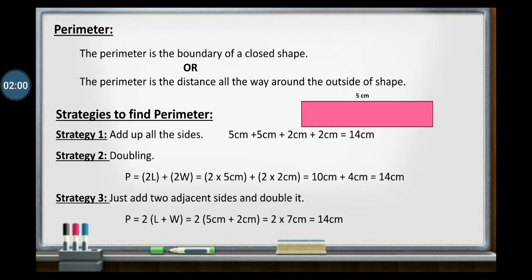In the second strategy, we have to double, because in the rectangle we have four sides and the length and width of the two adjacent sides is always equal. So here we have two lengths and two widths. So if we multiply length by 2 and also multiply width by 2 and then add both of them, we can get the perimeter. In the third strategy, we can add two adjacent sides and double them. We can take 2 common because we are going to double it, and we can add length and width. After adding length and width, we multiply it by 2 to get the perimeter. The measurement unit for the perimeter is always centimeter.